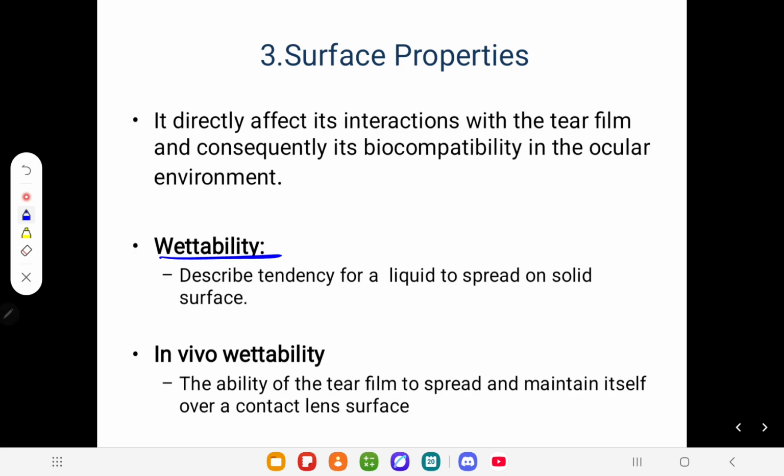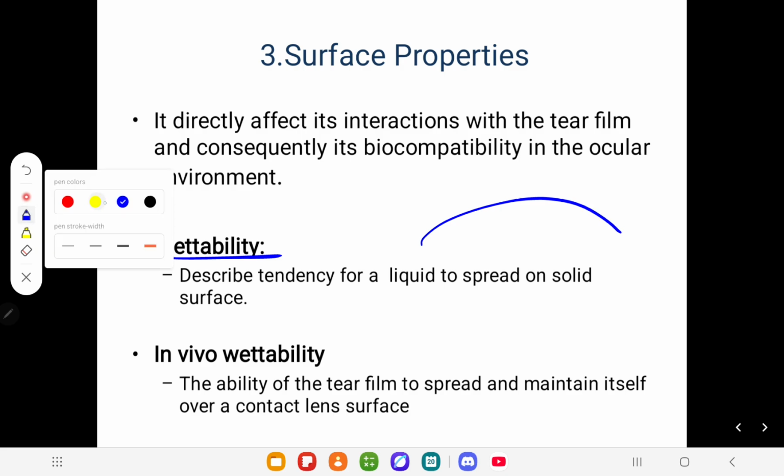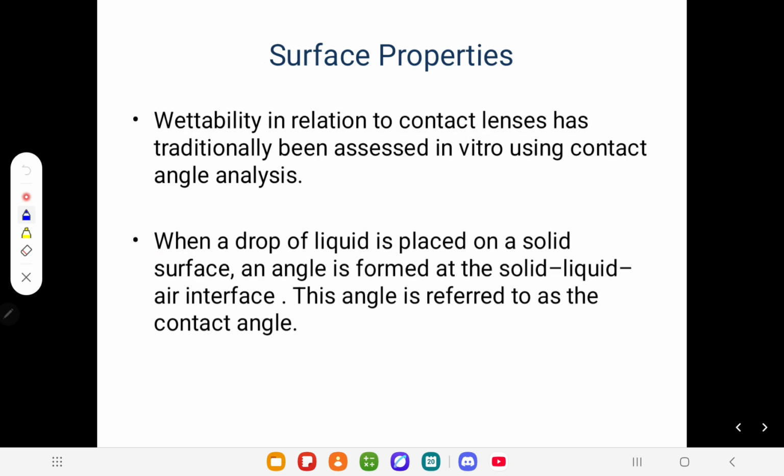Wettability describes the tendency of a liquid to spread on a solid surface. Basically, if there is a contact lens surface and you put, let's take the example of water here, this yellow water, then that water spreads over that surface. Yes, that's the concept. So in vivo wettability means in the actual eye, the ability of the tear film to spread and maintain itself over the contact lens surface.